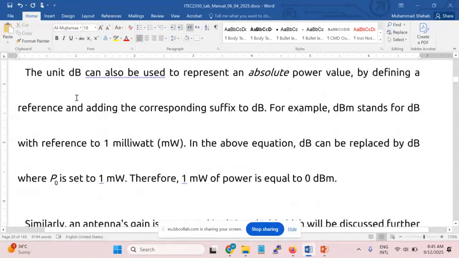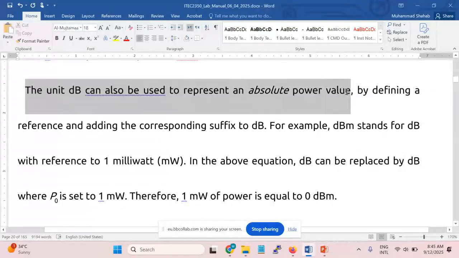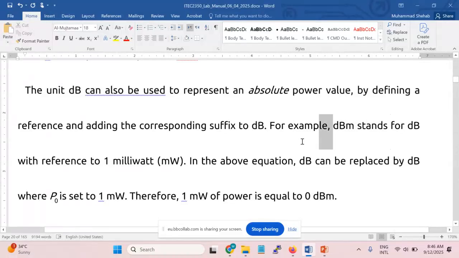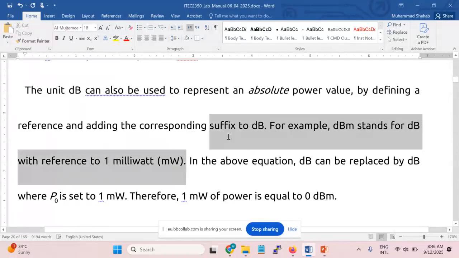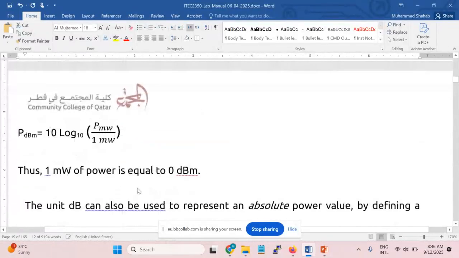The unit dB, all this is theory. Still we did not start the practical lab. The unit dB can also be used to represent absolute power value by defining a reference power and adding the corresponding suffix to dB. For example, dBm stands for dB with reference to 1 milliwatt. I will get dBm here when the reference power is 1 milliwatt.